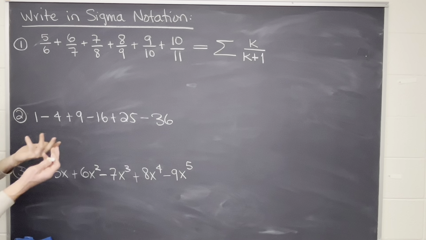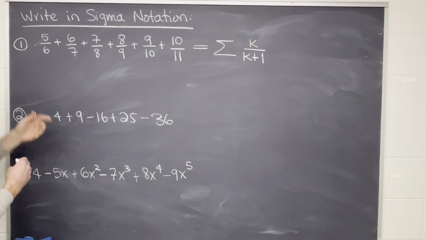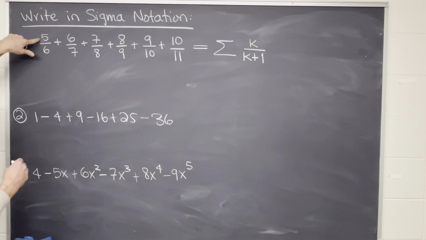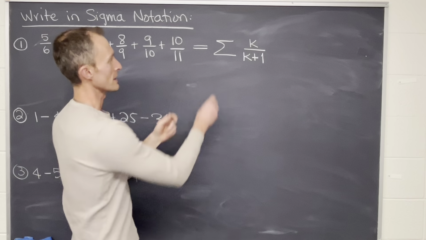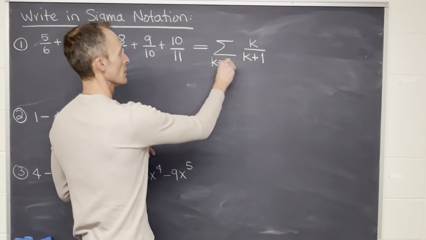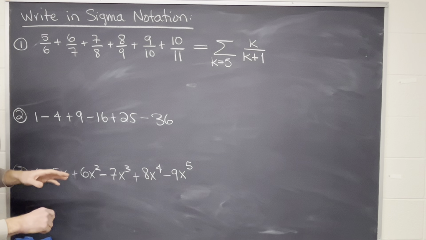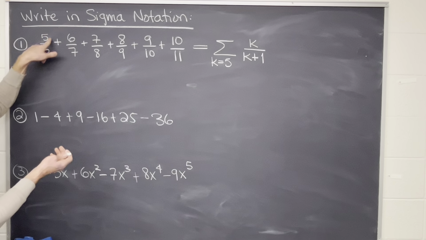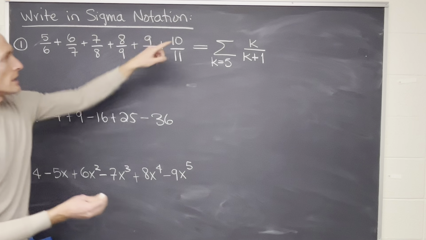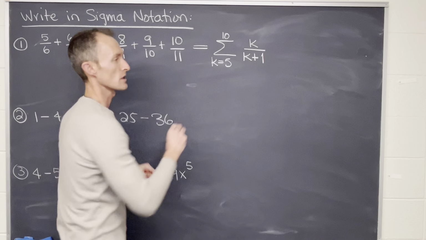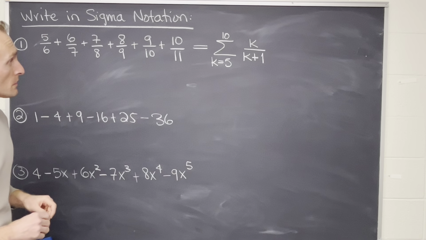And then I have to say, where does k start and where does k end? Well, the first term I need is k to start with a 5, and since k is the numerator, I'm going to say k starts at 5. And then where's it going to end? Well, if k is 5, 6, 7, 8, 9, 10, then that would suggest that k is stopping at k equals 10.